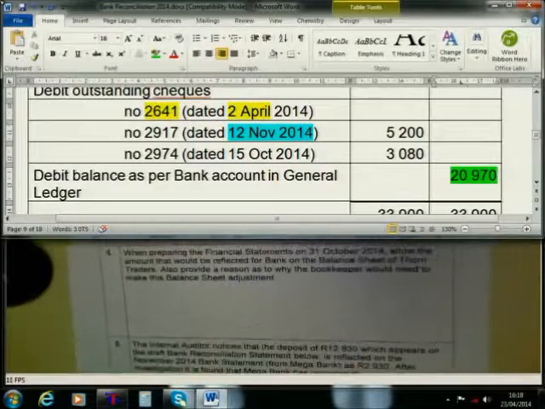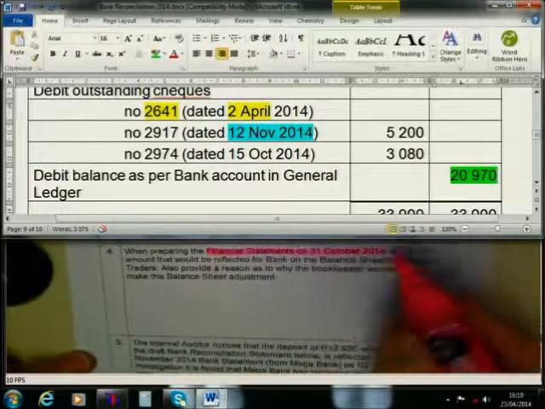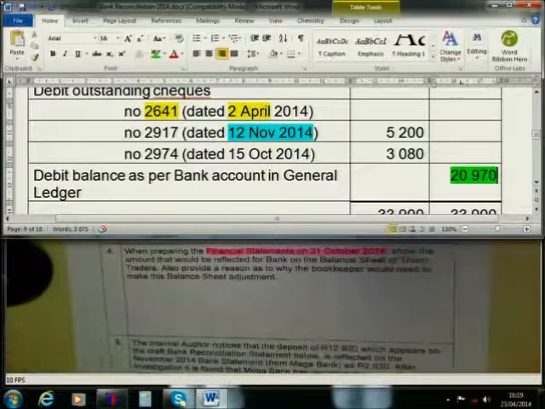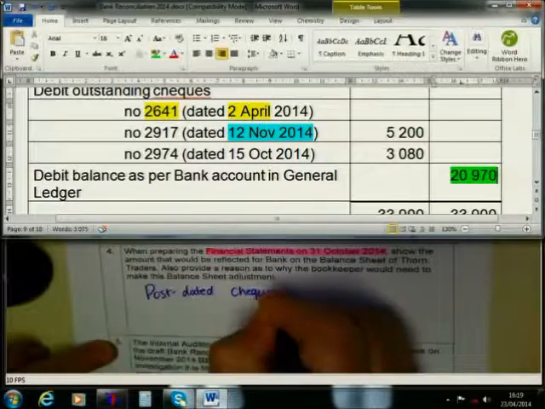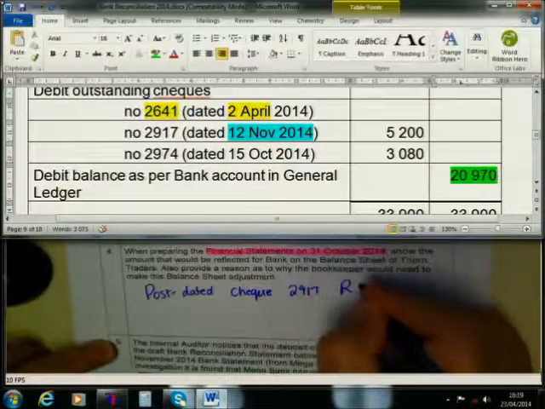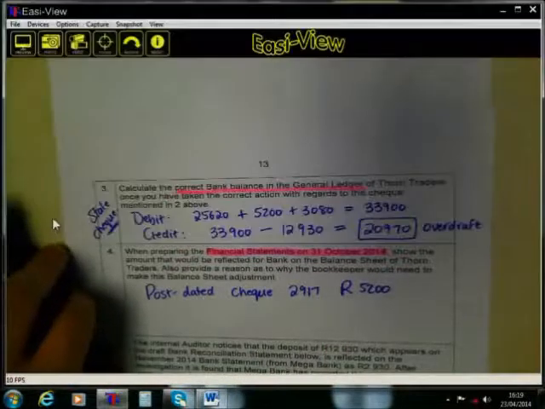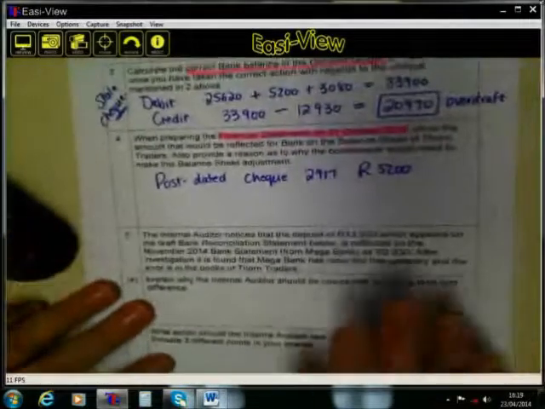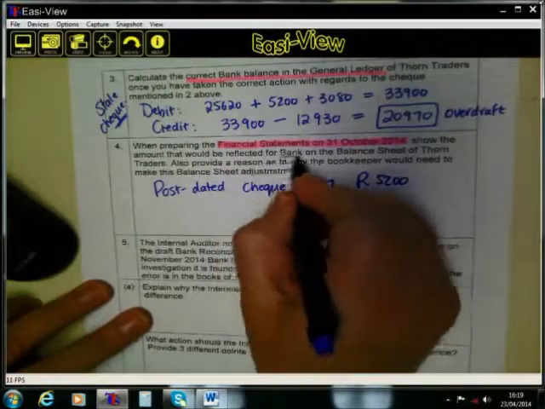Now they ask you in the financial statements. Okay. And the moment that they ask you financial statements at the end of October, I want you to concentrate on the post-dated check. Okay, there's a post-dated check. The number of the check is 2917 and the amount is 5,200 Rand. And I want you to concentrate and listen to this. Okay, what are you going to do with this? They ask you the bank. What is the amount that's going to be on the bank?